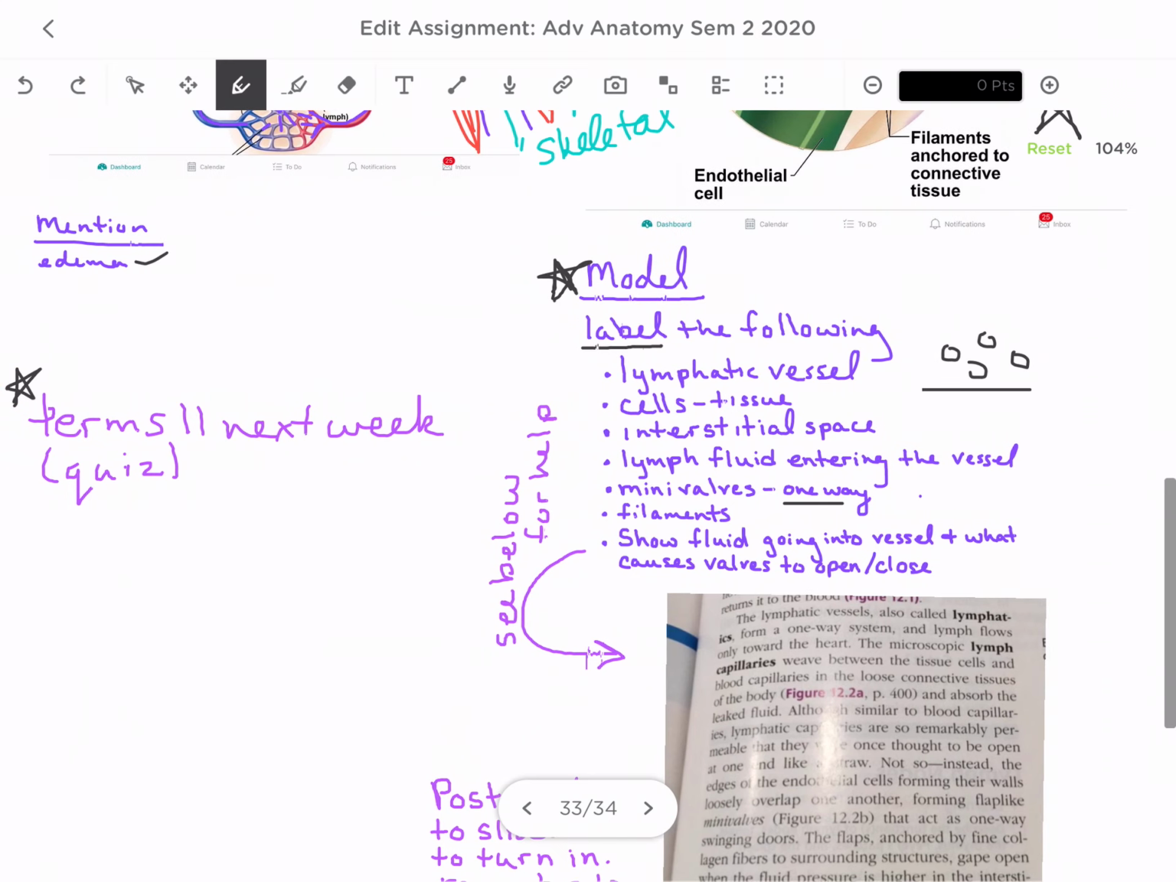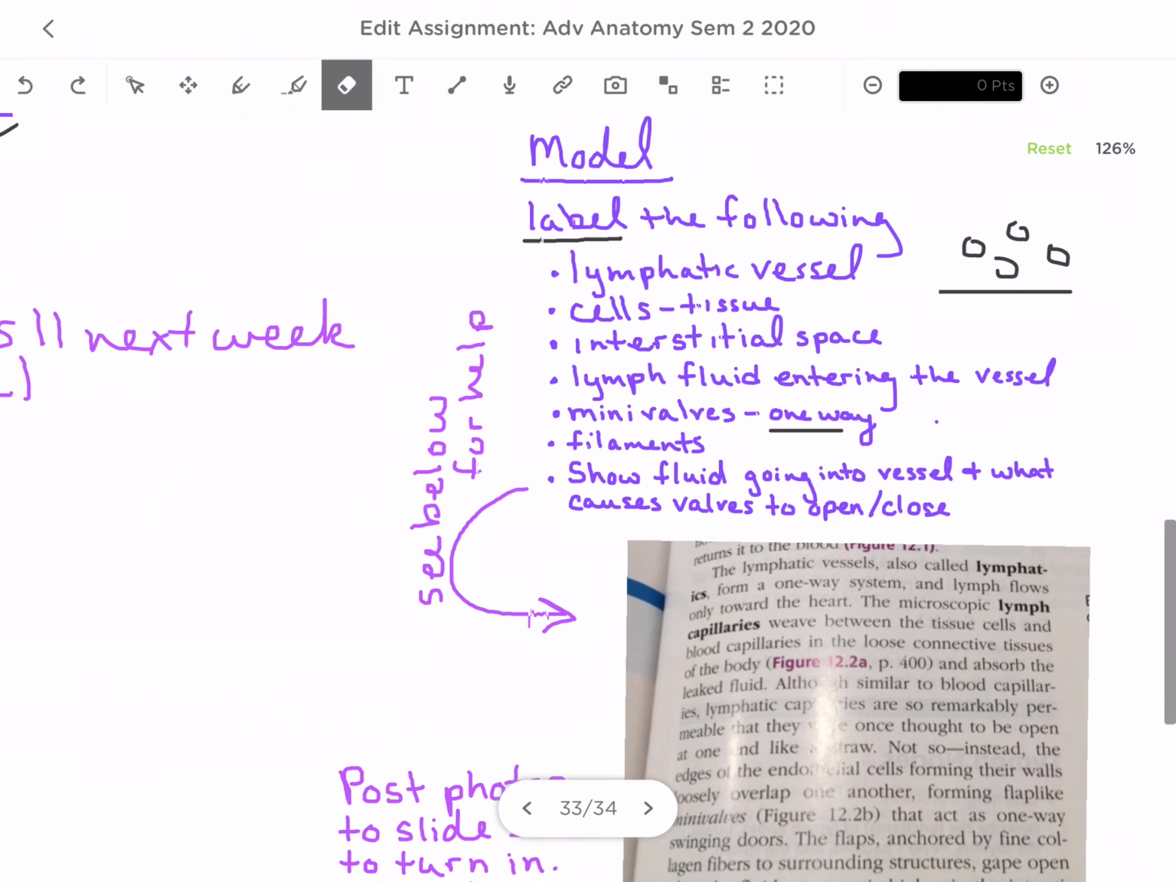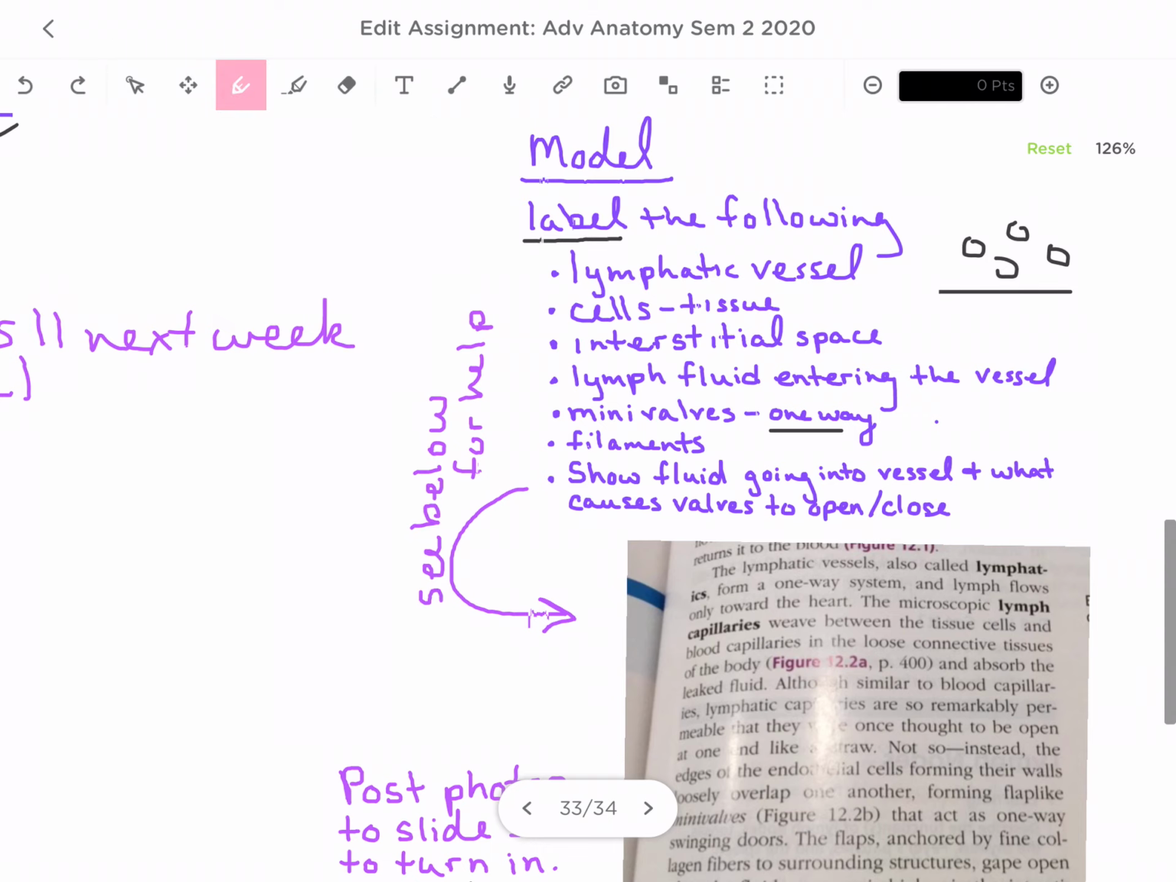Now, I want you to make a model. That means you need to find some things that represent these things, that represent like the lymphatic vessel. What can you make a lymphatic vessel out of? I don't want to give you my ideas because I obviously thought about this ahead of time and thought, ooh, that would be a good one, but I don't want to say it out loud because I want you to think of something. So what around your house could you make a lymphatic vessel out of? What could you make the cells out of around the vessel? What could you use to show fluid?